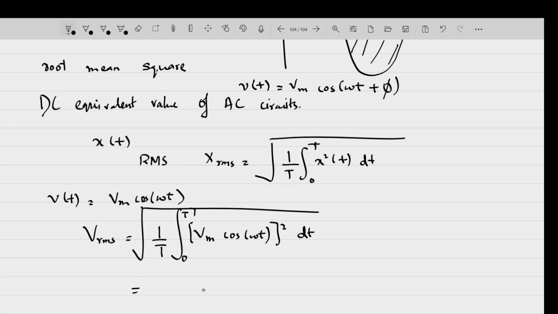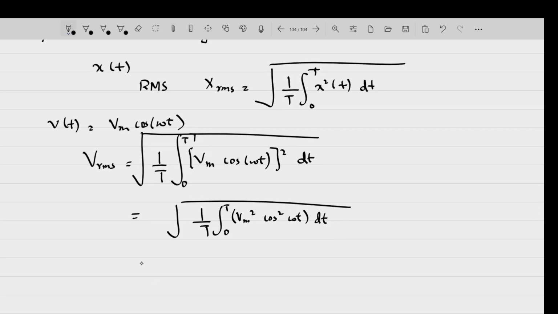So this becomes equal to 1 by T, Vm square cos square omega t dt, इंटीग्रल फ्रॉम 0 to T. तो Vm स्क्वायर तो यहाँ पे कांस्टेंट हो गया, सो वो बाहर निकलेगा अंडर रूट. सो ये अंडर रूट के भी बाहर में निकाल देता हूँ, Vm बाय अंडर रूट ऑफ T, दिस इज 0 to T cos square omega t dt.